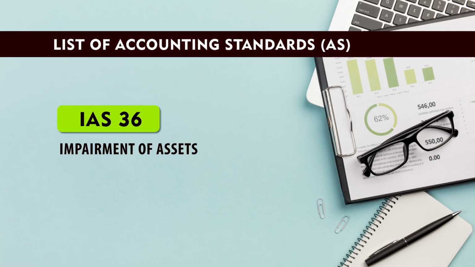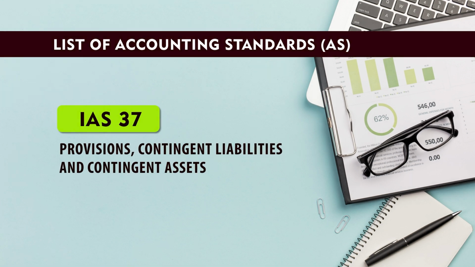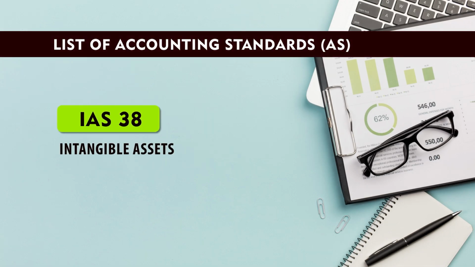Then the next one is IAS 36. IAS 36 stands for impairment of assets. Then the next one is IAS 37. So IAS 37 stands for provisions, contingent liabilities and contingent assets. Then the next one is IAS 38. It stands for intangible assets. It means the assets which cannot be seen and which cannot be touched.